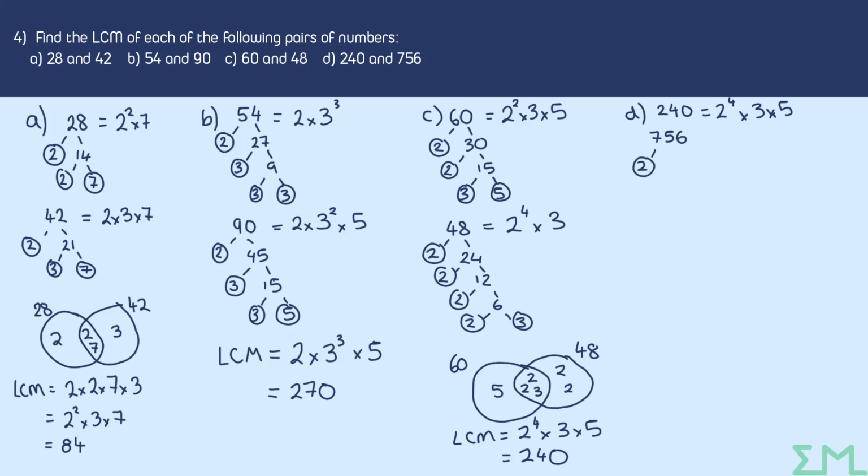So 2, so let's think about this. 700 halved is 350. 50 halved is 25, so that's 375 so far. And then 6 halved is 3, so we had 375. That's now 378 because we add the 3.